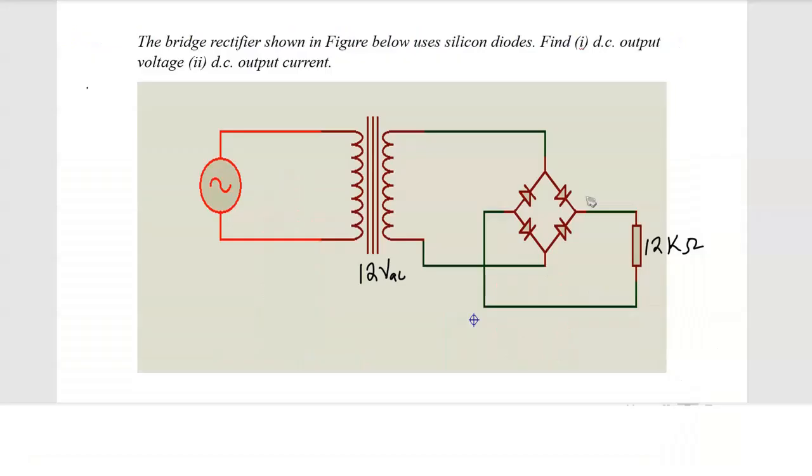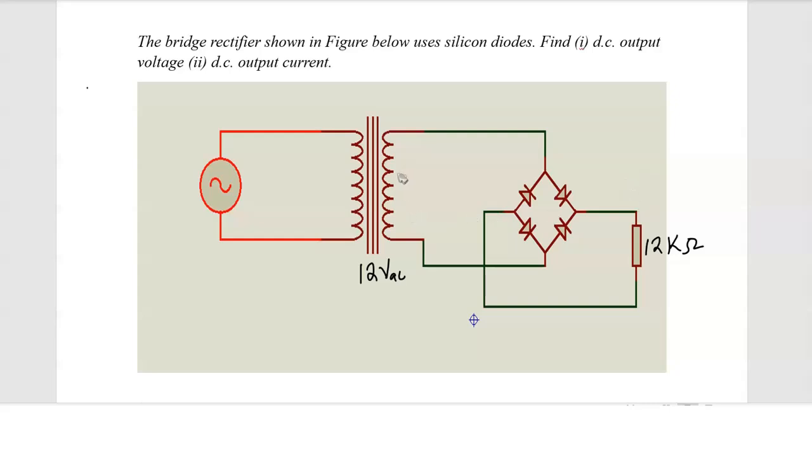Hello friends, here we are discussing rectifiers. The bridge rectifier shown in the figure below uses silicon diodes. So we are told to calculate the DC output voltage and the DC output current.